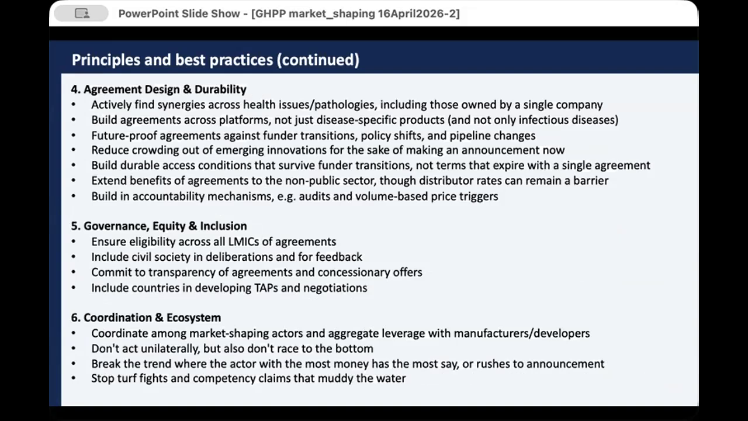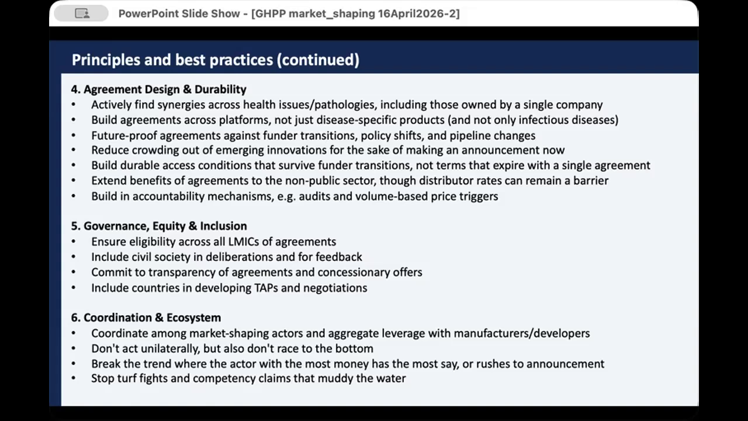The durability of access conditions are important, but we need to, from the start, find synergies across health issues and pathologies. I gave the example of the molecular diagnostic platforms with Cepheid and PlusLife, but you can say the same for other platforms. So monoclonal antibodies, for example. Also, global health actors need to be, and governments need to be creative in their negotiation when it comes to negotiating with a single company. So one company might have multiple products that you want to negotiate around.